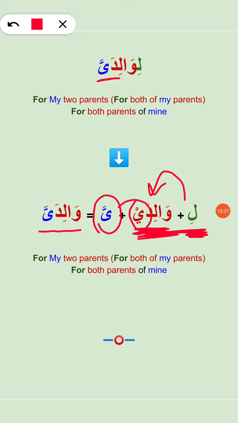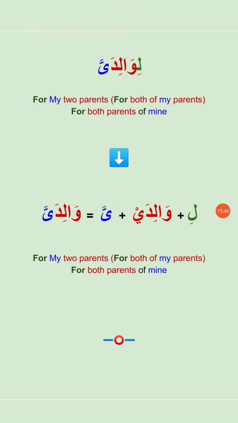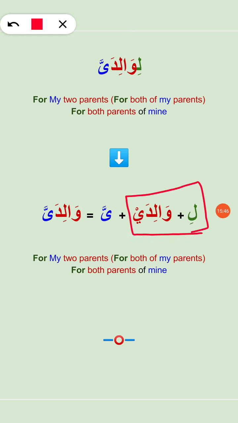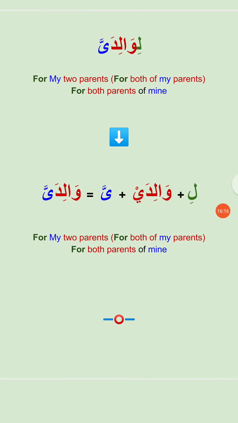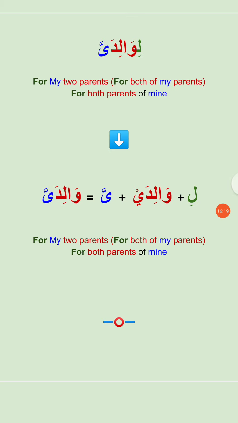I hope it is clear. Once again, let me just tell it very briefly. First of all, we have a jar majroor fragment, li walidaini. But since this majroor is also the muzaf of this muzaf ilayh, it needs to be light and without al. So we remove its noon, it becomes walidai, and then we join it with this ya, so it becomes walidayya. For my two parents, or for both of my parents. I hope this was clear. Rabbana ghfirli wali walidayya. So this is where I took it from.